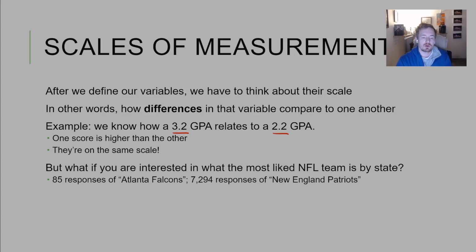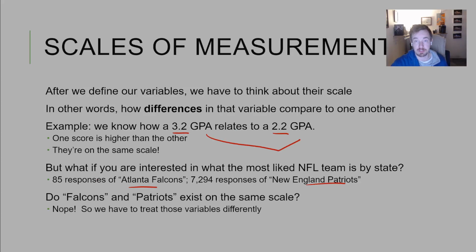Here's another example. If I was interested in what the most liked NFL team is by state, and I asked that in Massachusetts, I might get 85 responses for the Atlanta Falcons and over 7,000 responses for the New England Patriots. In this case, this is a little bit trickier. How do we compare these? We're mostly just comparing in terms of favorability. But comparing Falcons to Patriots is a little bit different than comparing GPA to GPA, which brings us to these different scales of measurement. There are 4 different ones, and for your quiz, I'm going to be asking you a couple of instances of what scale of measurement this is.